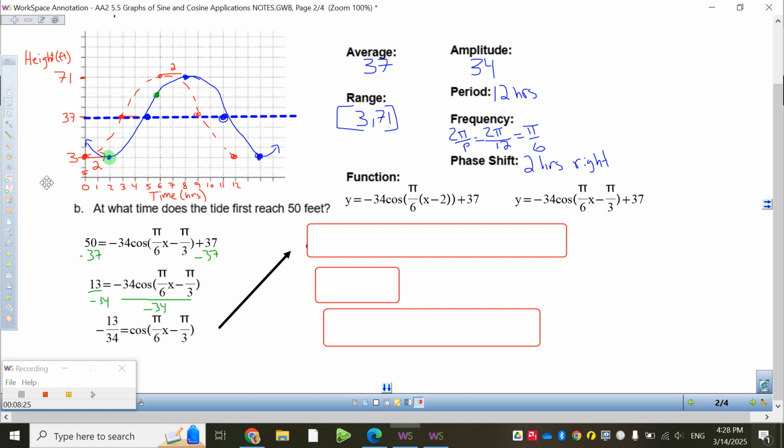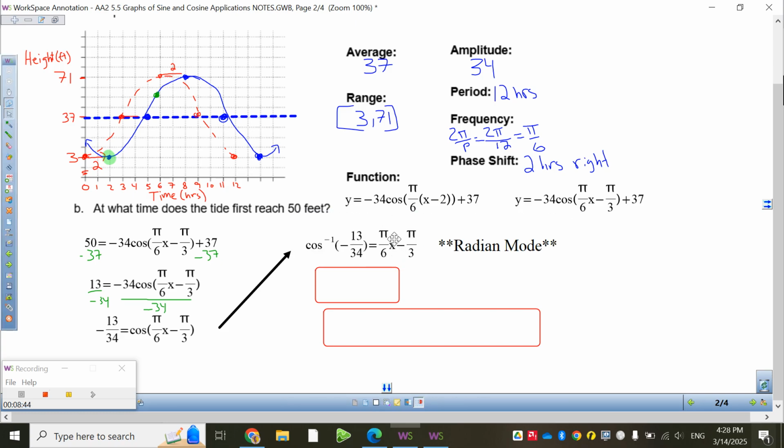All right, so now we need to use our knowledge of inverse trigonometry for this. So we're trying to solve for a variable that's in the parentheses here. So let's rewrite this as inverse trigonometry. And because our values are in radians, we should be in radian mode. And so we're going to rewrite this as inverse cosine of negative 13 over 34. So that's just flipping these two pieces to write inverse cosine. And that's going to equal what's in the parentheses, pi over 6x minus pi over 3.